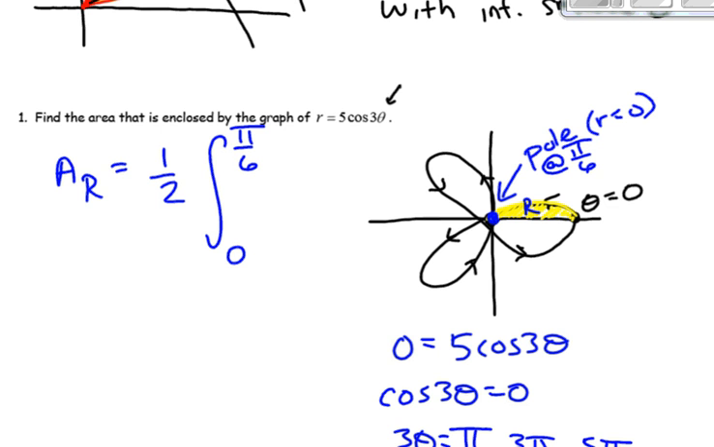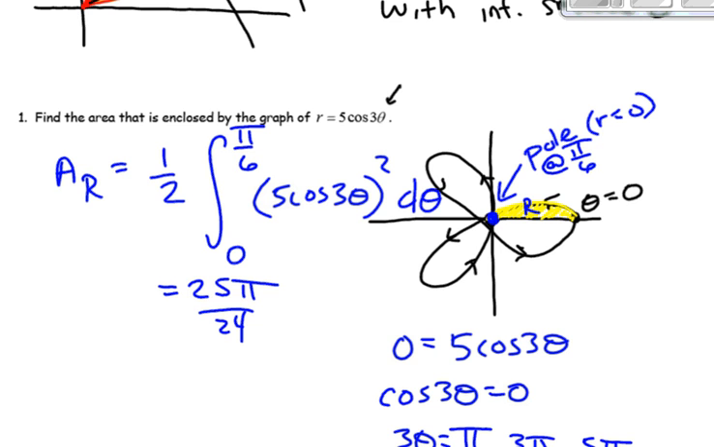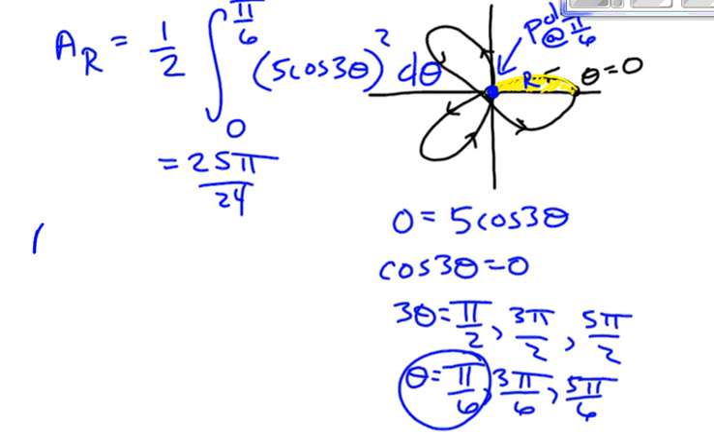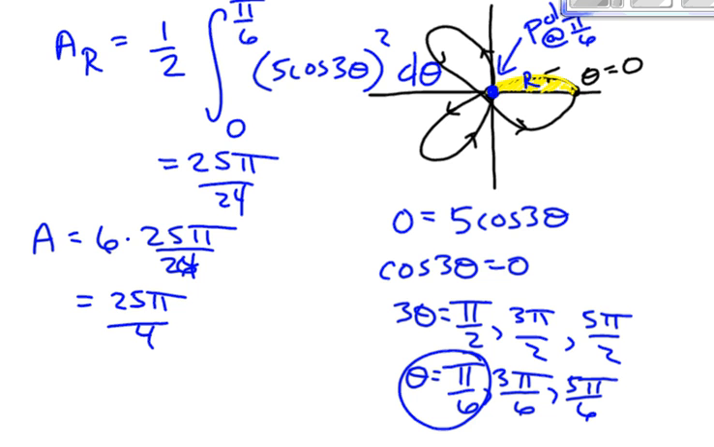And then R squared, so that's going to be 5 cosine of 3 theta, the whole thing squared, d theta. Now, from here, we're just going to use the calculator. I'm just going to go ahead and tell you the answer. It's just 25 pi over 24. But remember, that's only 1/6 of the value. So the area of the whole region is equal to 6 times that, which would equal 25 pi over 4, which is approximately, in decimal, 19.635. Okay, so that's just a very brief overview of how to find the area in polar.